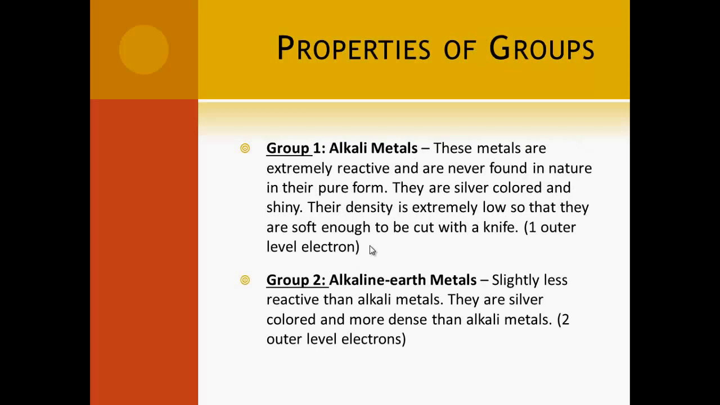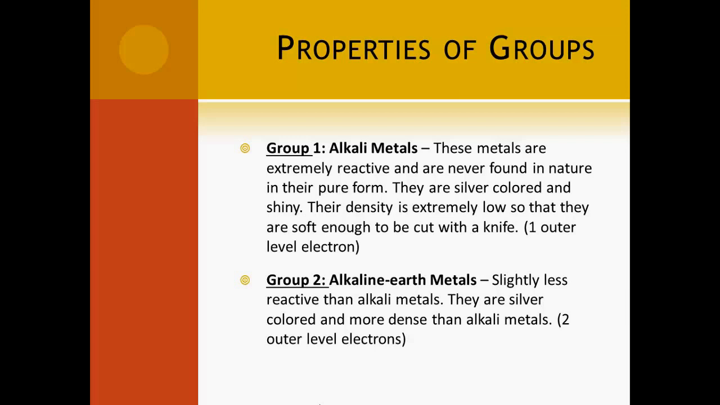So let's talk about the different groups. You don't need to write all of these down other than maybe the reactivity and how many electrons they have. But we're going to go through these in order. Group 1, these are the alkali metals. So this is the first column, the far left column on the periodic table. These metals are extremely reactive, and they're never found in nature in pure form. They're always found in compounds. And they have one outer electron. They have one valence electron.